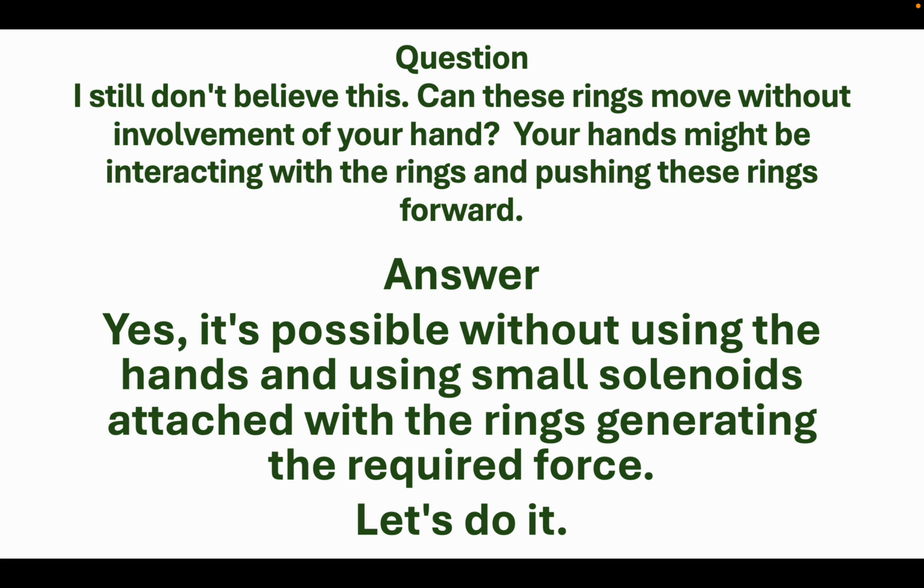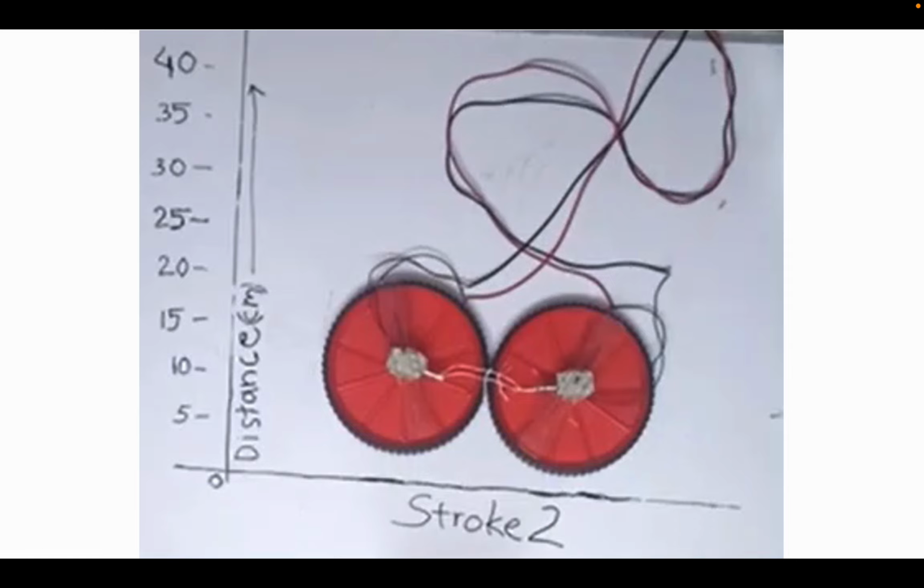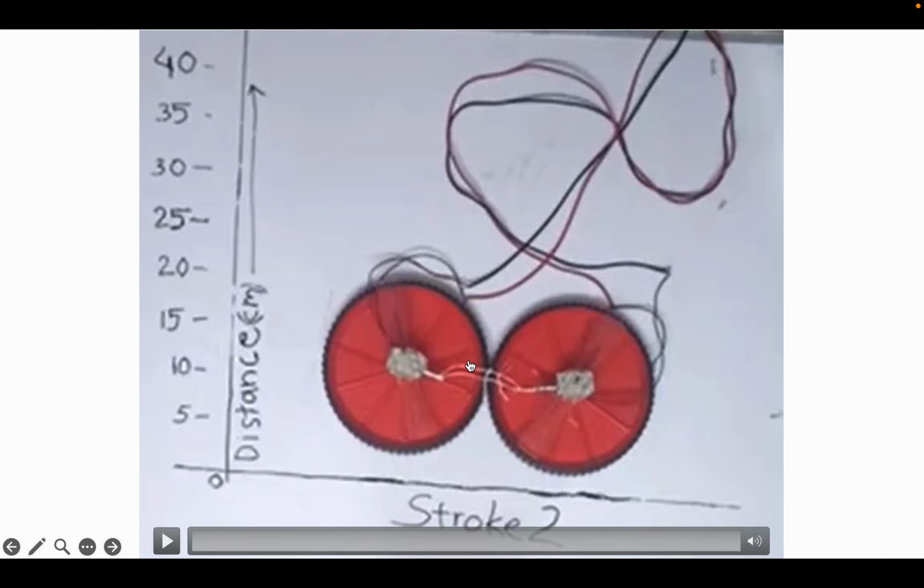Here I have used small solenoids attached with the rings, generating the required force, very similar force. Here two solenoids are placed in the middle, and instead of rings, previously I have taken two wheels, and thread is connected between two points of the solenoids. I have done this experiment in many ways, dozens of ways, and the result is achieved as expected, but I have used it slightly differently than previously.